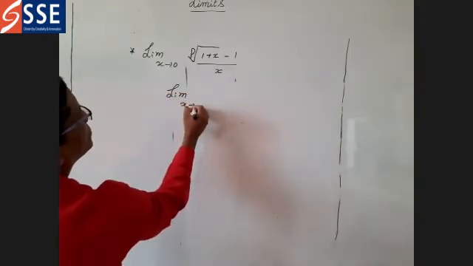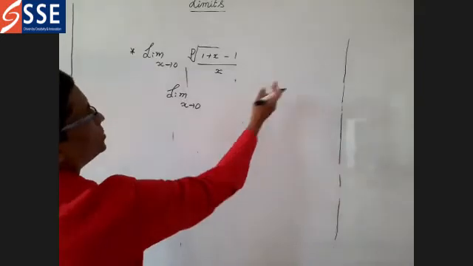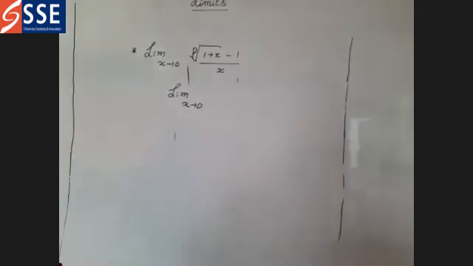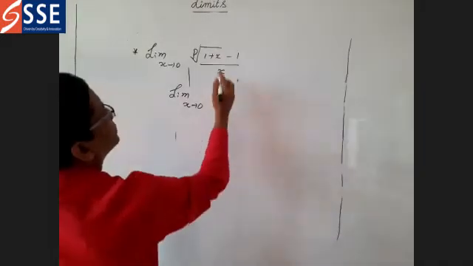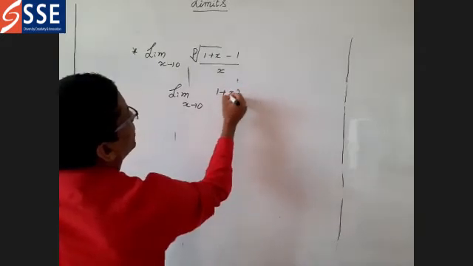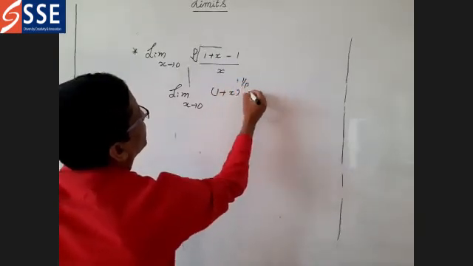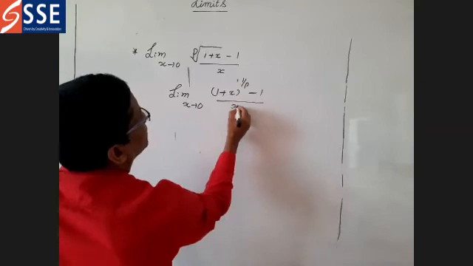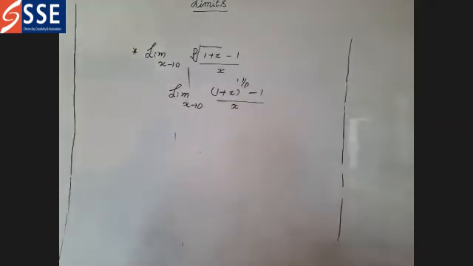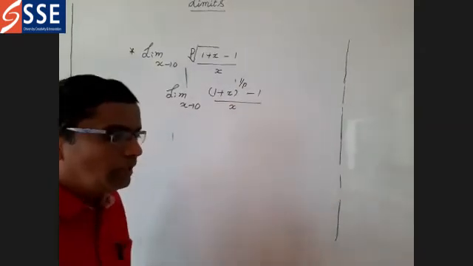Limit x tends to 0. After substitution, you are going to get the indefinite form. In that case, go for finding this one. How can you find this? (1 + x) whole power 1/p minus 1, divided by x. Okay?